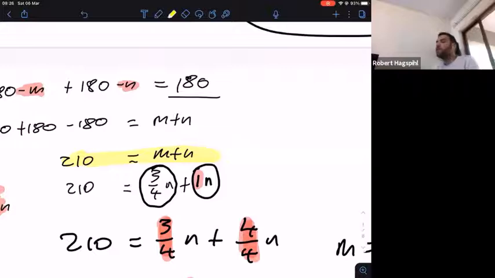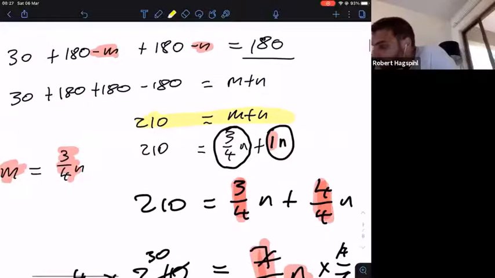And so I want to get an equation with just one variable, only m or only n. Because once I have an equation with just m or just n, then I can solve for n or m, and then once I have the one, then I can solve for the other.